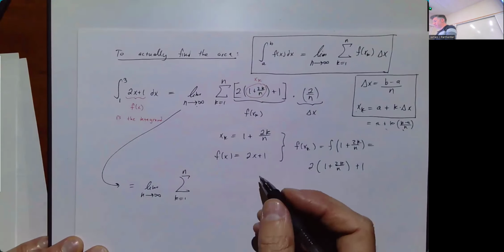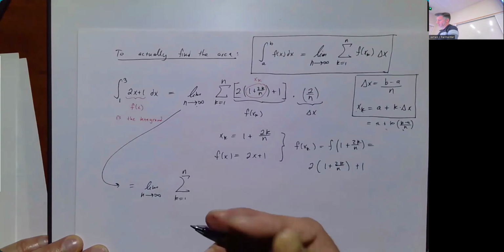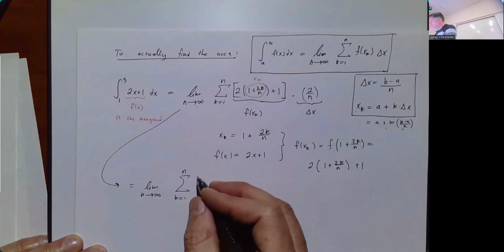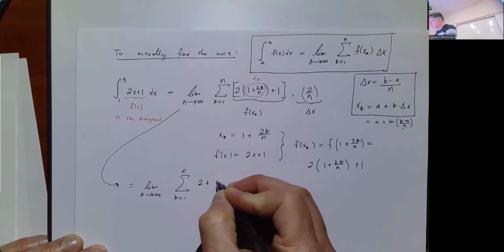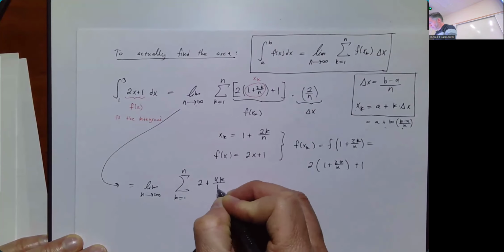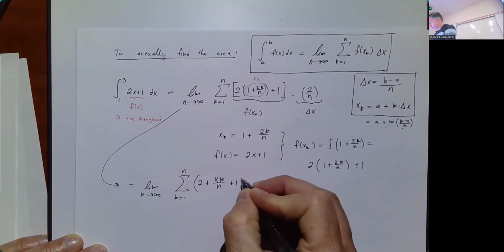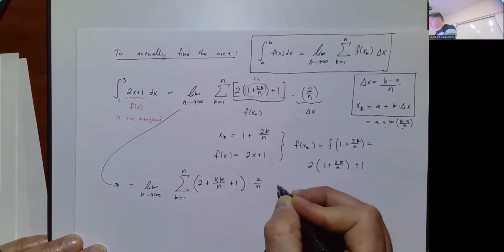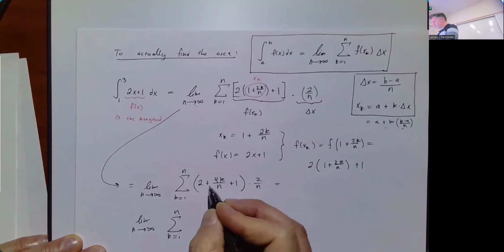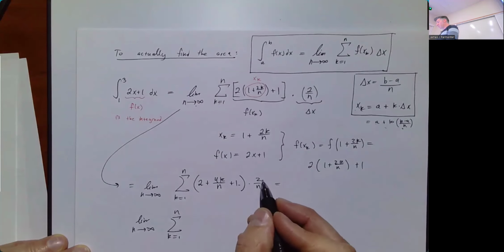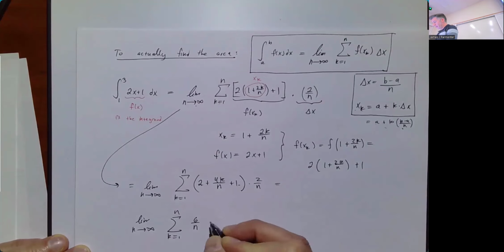So then, actually not in this example, but we're going to simplify this. I'm going to distribute the 2 and get 2 plus 4k over n plus 1, still times 2 over n. I'm going to write that as the limit as n goes to infinity of the sum from k equals 1 to n. 2 plus 1 is 3. 3 times 2 over n is 6 over n. And 4k over n times 2 over n is 8k over n squared.